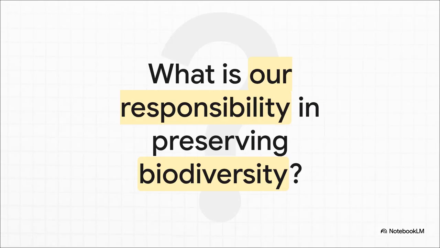Which leaves us with a really critical question to ponder. We have spent thousands of years, from Aristotle all the way to modern geneticists, painstakingly naming, categorizing, and seeking to understand the 2 million species we share this planet with. If taxonomy is humanity's way of deeply understanding life, what exactly is our responsibility in preserving it? Because once a branch on that beautiful taxonomic tree is cut off, it is gone forever.